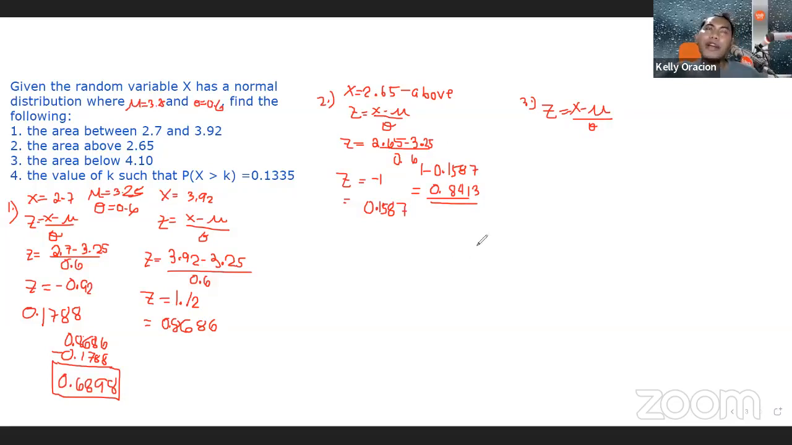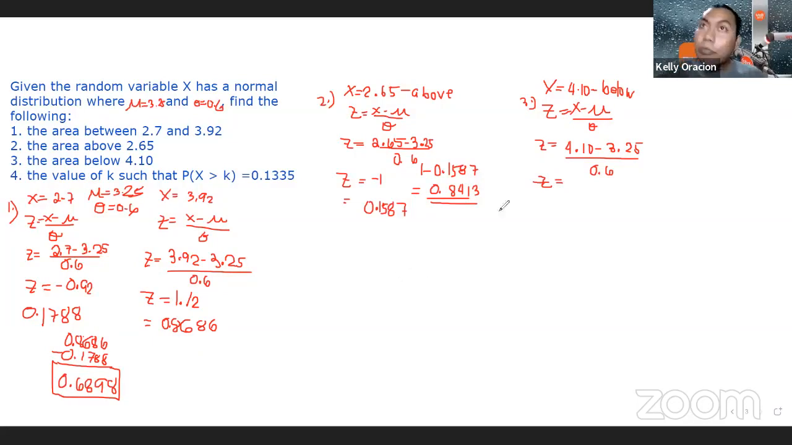And for number 3, our x is 4.10 and the condition is below. So substitute: 4.10 minus the mean 3.25 over the standard deviation 0.6. What is the z-score? 1.42.